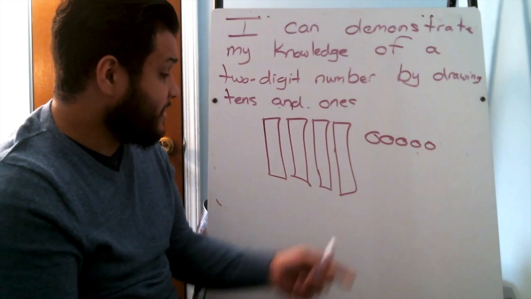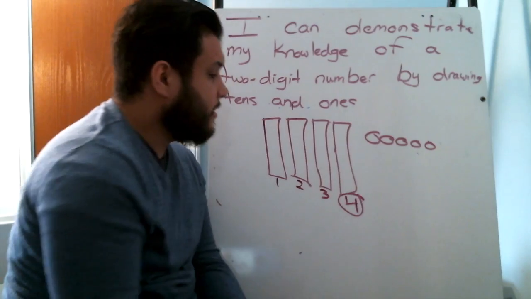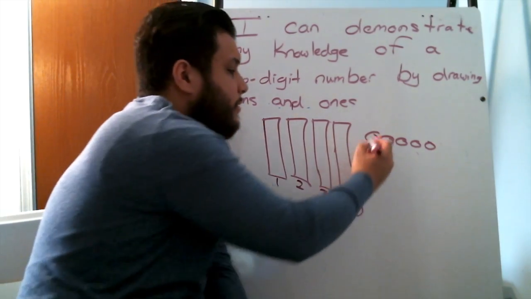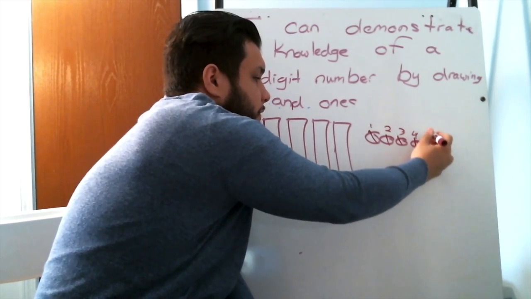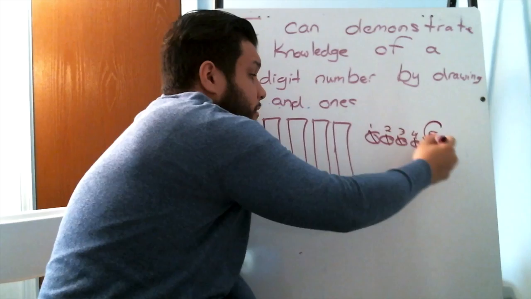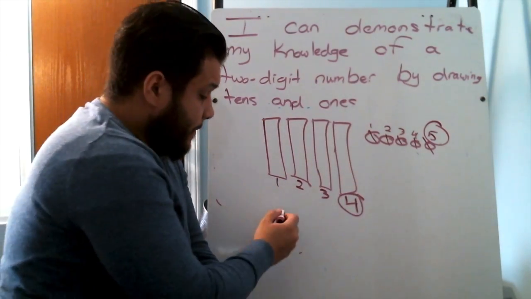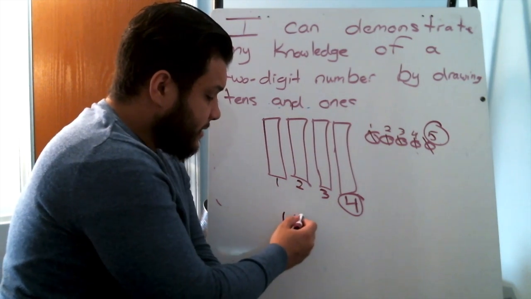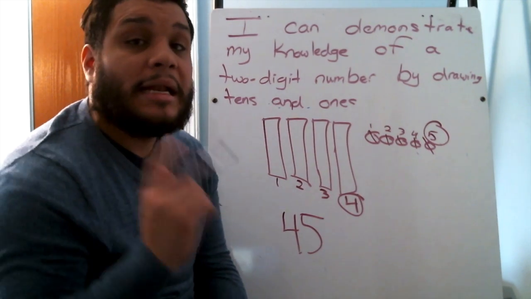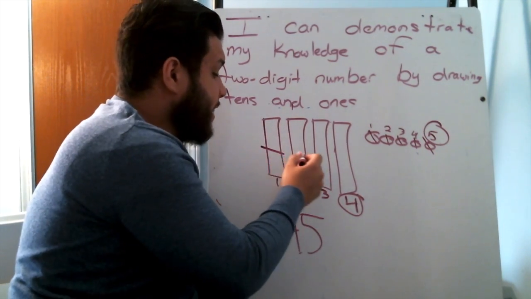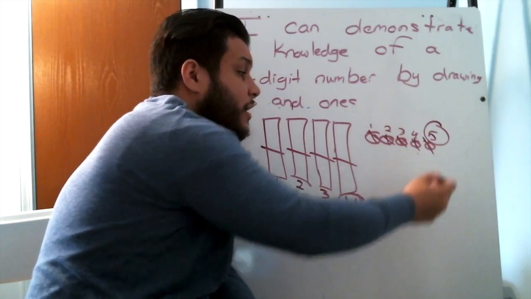Yes, we're going to count our tens first. So we have 1, 2, 3, 4 tens. How many ones do I have? Well, let's count them. 1, 2, 3, 4, 5 ones. I have 4 tens and 5 ones. How will I write that? My 4 will go in my tens place, my 5 in my ones place, and that equals the number 45. Let me check my work by counting. 10, 20, 30, 40, 41, 42, 43, 44, 45.